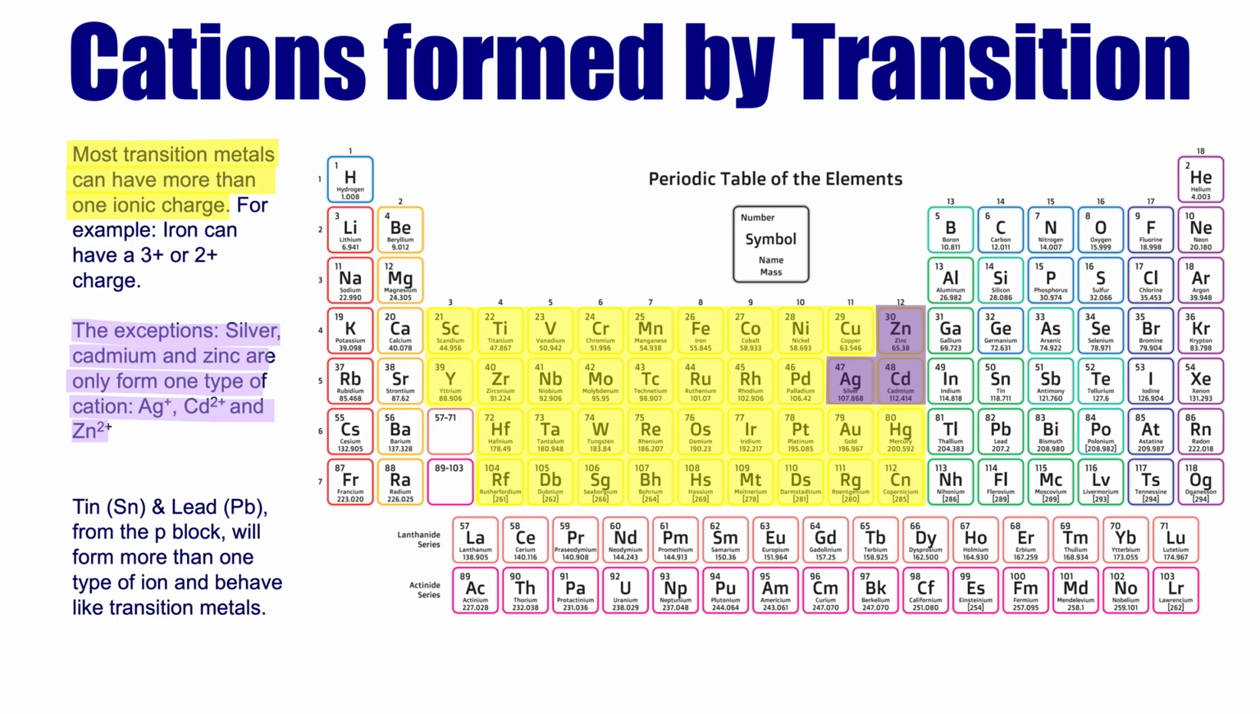The last thing you need to know is that in group 14, tin and lead, even though they aren't transition metals, act like transition metals because they can form more than one type of cation. So all of the elements highlighted in yellow can lose different numbers of electrons depending on the situation. As a result, they can form more than one type of positively charged cation.